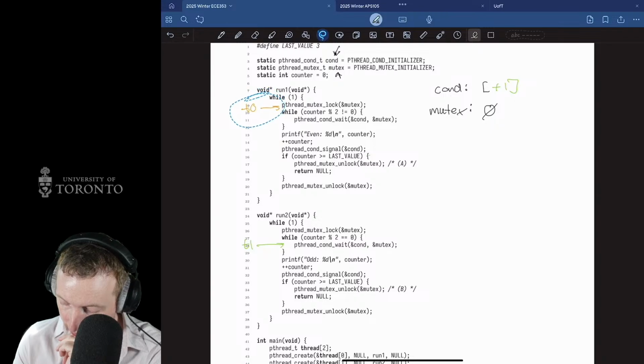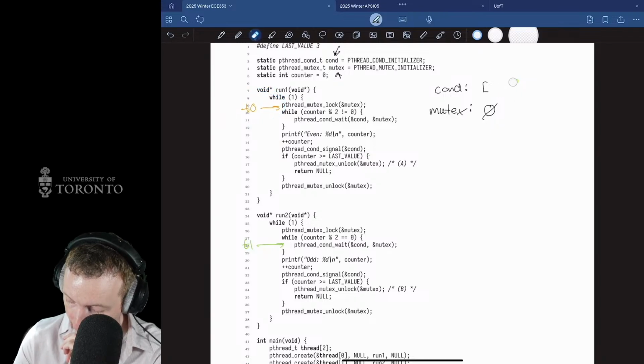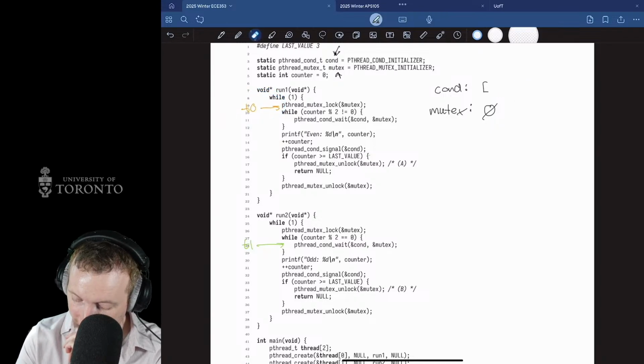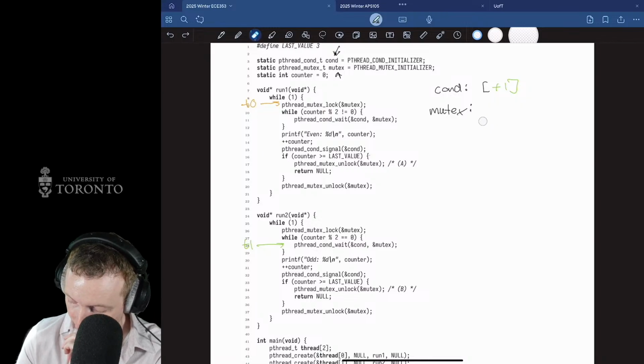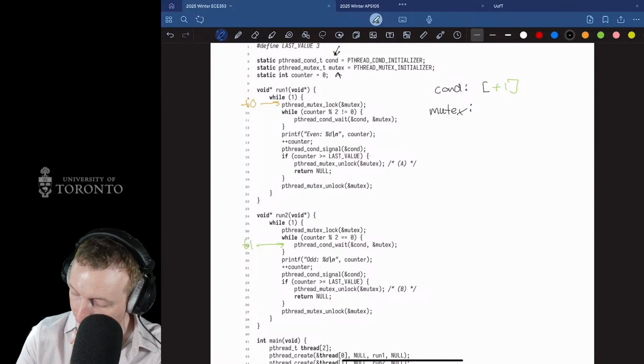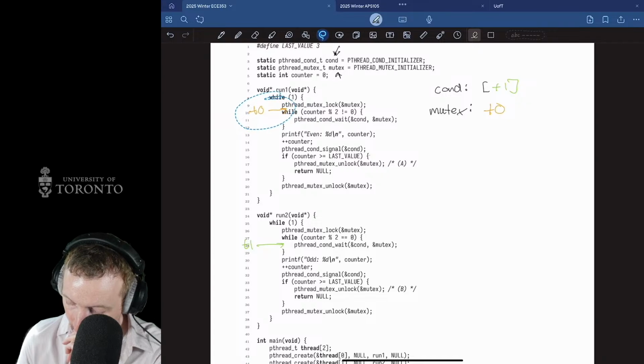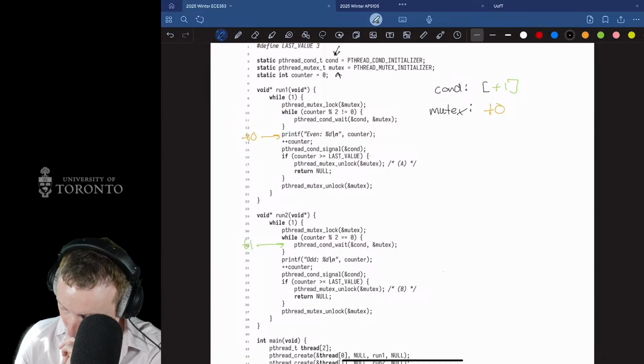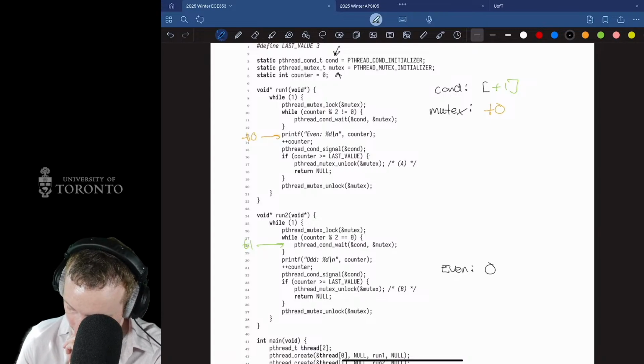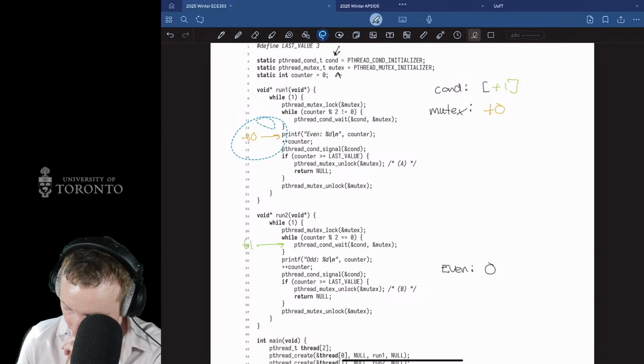Thread 0 runs, well, it would actually release it from its confines in the queue. It would get the mutex. So thread 0 gets the mutex. It would check here. Oh, counter mod 2 is equal to 0 because the current number is 0, so it would skip over this. It would print, just like in that first case, even 0. And then it would signal.